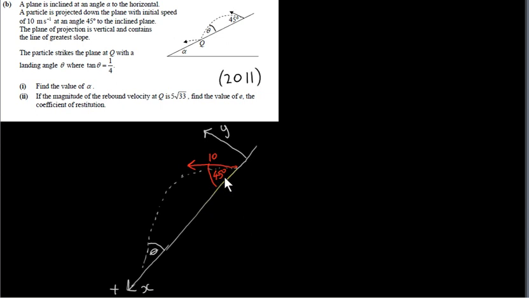Now, to analyze the motion of this particle down the incline, it's a good idea to take the positive x-axis pointing down the incline, in the direction of motion of the particle. This angle here is alpha. So the positive x-axis is down the incline. The positive y-axis is perpendicular to the incline.